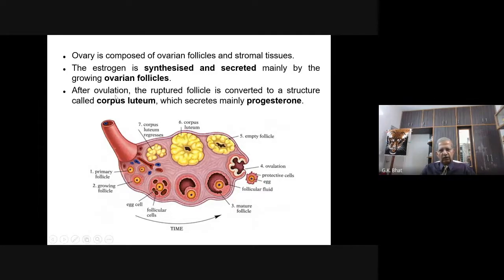After ovulation, that is the rupturing of the Graafian follicle and the release of the ovum, the ruptured follicle is converted to a structure called the corpus luteum, and this corpus luteum secretes a hormone called progesterone. Progesterone is always called the pregnancy hormone.